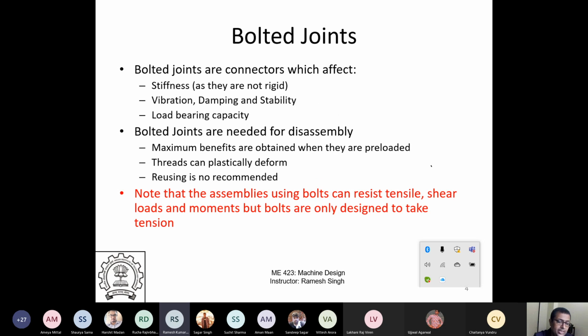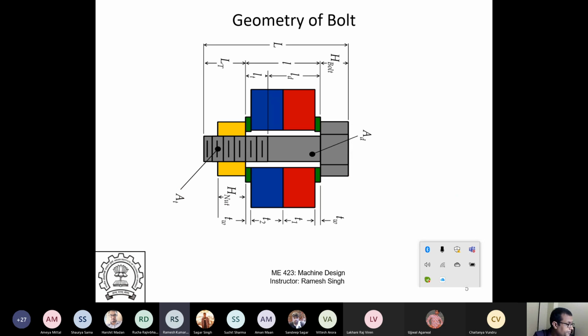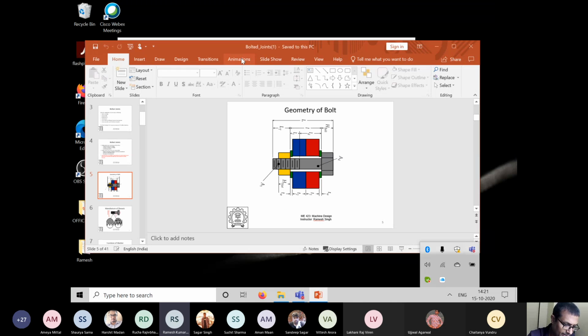I don't know why this figure got messed up. This should have been straight. Okay. What I will do is I will see if I can move it, if I can rotate it by 90 degrees.